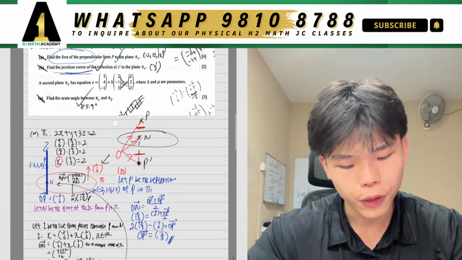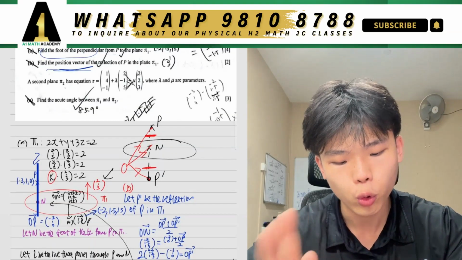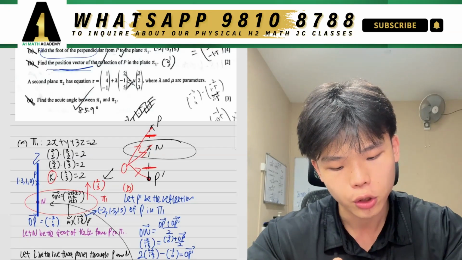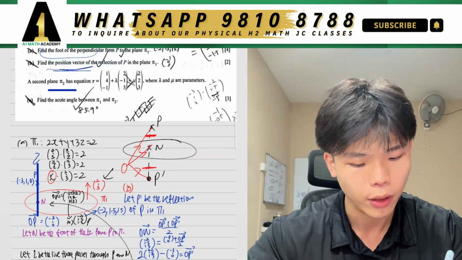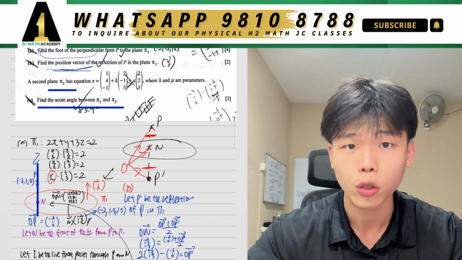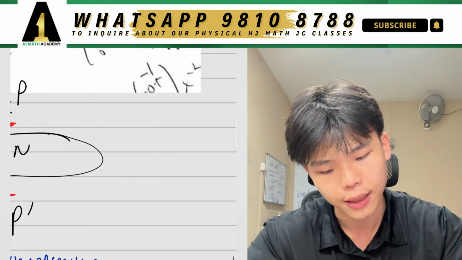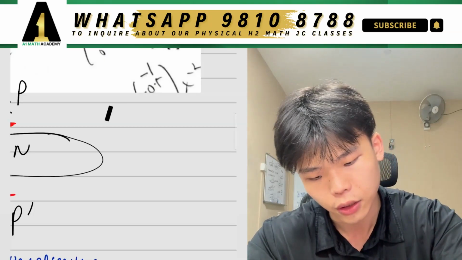Now for the last part over here, it's actually fairly straightforward. We have 2 planes fundamentally, because we have the first plane which we use in the first portion, so plane pi 1, and now we have plane pi 2. And we just want to find the acute angle between these 2 planes. So how exactly do we do that? The idea behind it is something like this, right? So this is for part C over here.